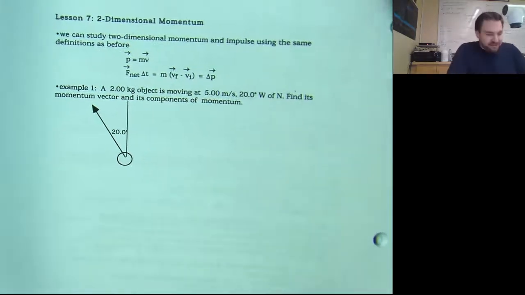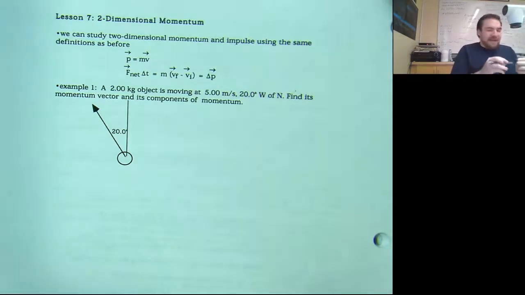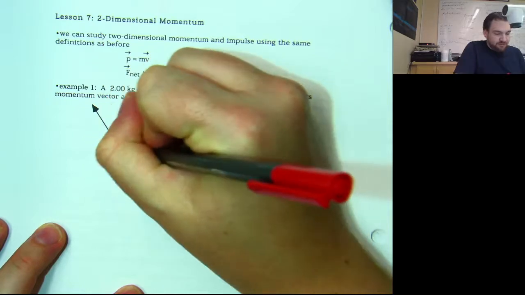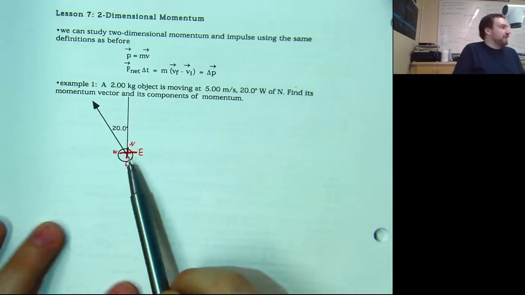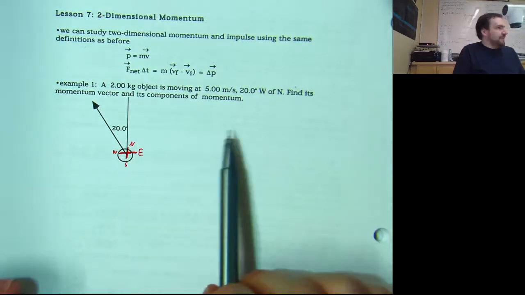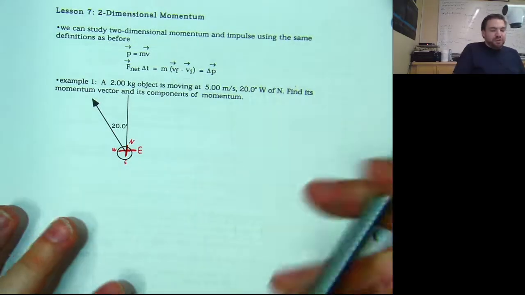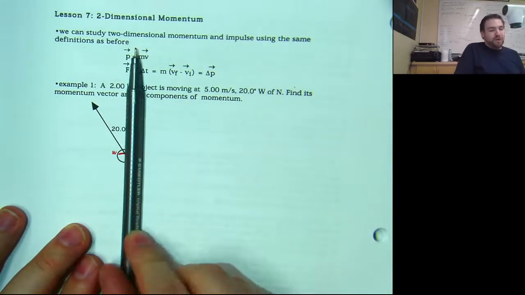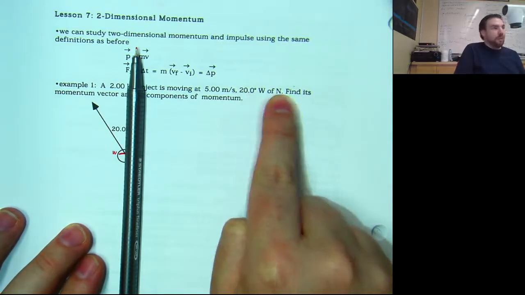We've got a 2 kilogram object moving at 5 meters per second, 20 degrees west of north. Now, I do recognize that I need to do a bit of a review on what west of north means. North and south typically are up the page and down the page. East is typically to the right. West is typically to the left. So west of north means you start at whatever the second direction is, and you go the first direction that far. Basically, you're reading right to left. From north, we go west 20 degrees.